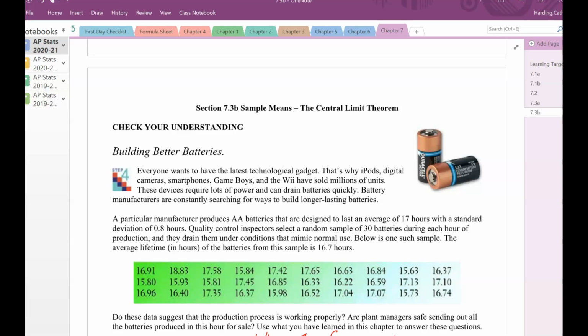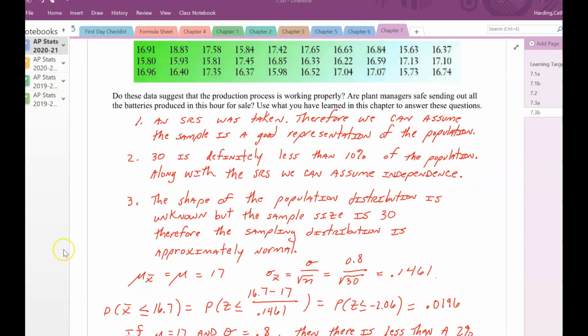Below is one sample. The average lifetime in the batteries of this sample is 16.7 hours. Do these data suggest that the production process is working properly? Are plant managers safe sending out all the batteries produced in this hour for sale, knowing the claim on the outside of the packaging? Use what you've learned in the chapter to answer these questions. So I'm going to give you a couple of minutes to go through and apply what we just talked about to determine whether this claim can be believed or if there's evidence against this claim.